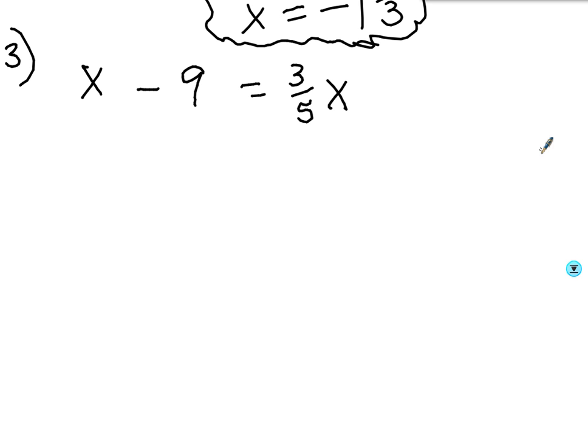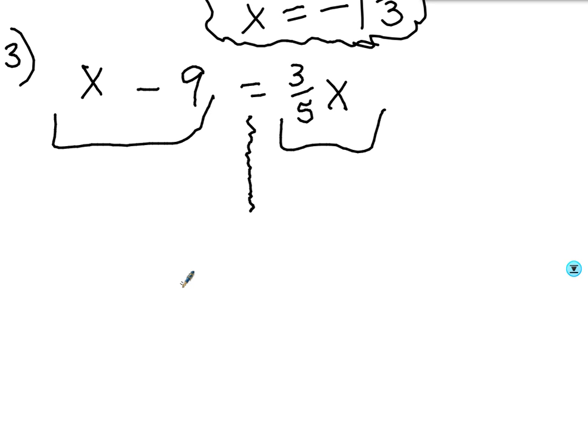All right, here we go. Well, here's the middle of the balance beam. And on the left-hand side of the beam, I have an x, and I'm taking 9 away. So I got x and like 9 negatives over here. And then on the right side, I have 3/5 of the x. I always say I need to get rid of the loose change and clean it up to simplify it. It just makes sense to me. So I'm thinking about what we did last week, and on this side of the beam is x minus 9, and on this side of the beam is 3/5 x. What do I need to get rid of first?